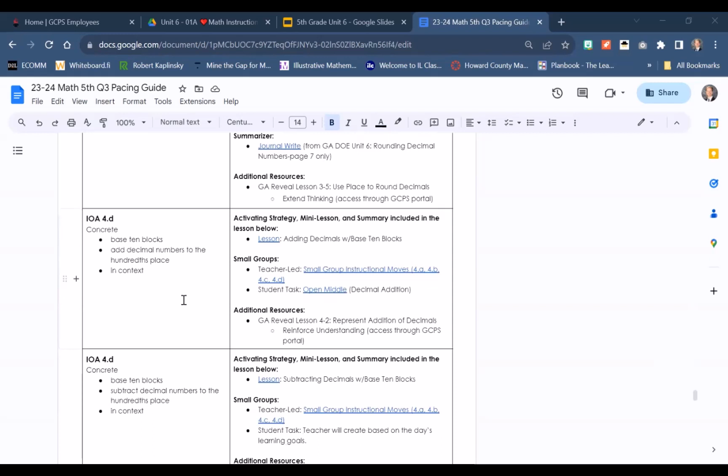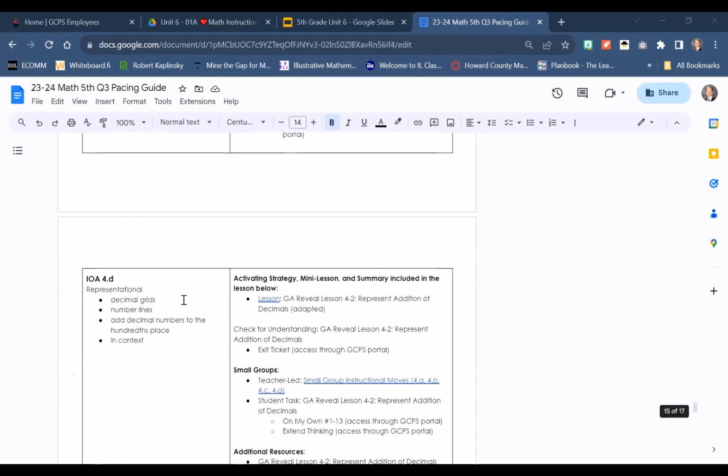The final 8 days of Unit 6 will focus on IOA 4D, where students will solve authentic problems involving addition and subtraction of decimal numbers to the hundredths place using a variety of strategies. This IOA is not limited to the standard algorithm for addition and subtraction. Students use base 10 blocks to demonstrate regrouping between place values. Students then progress to using decimal grids that represent one whole to represent decimal operations.